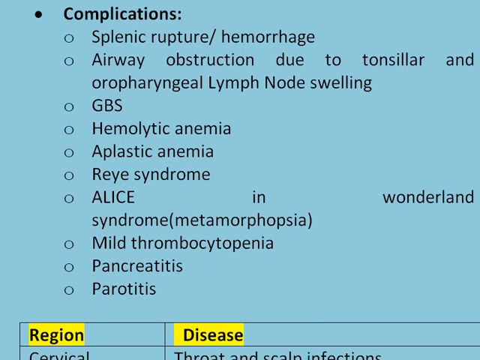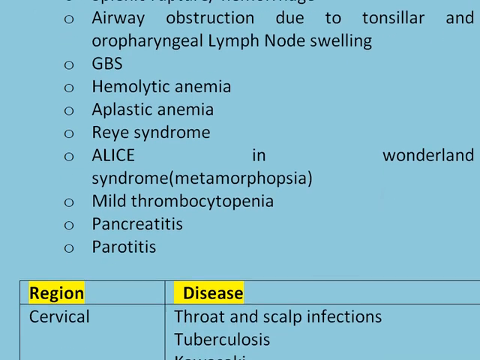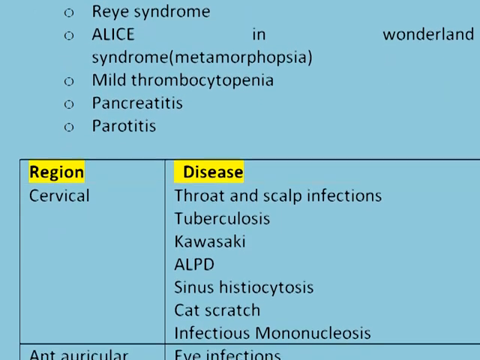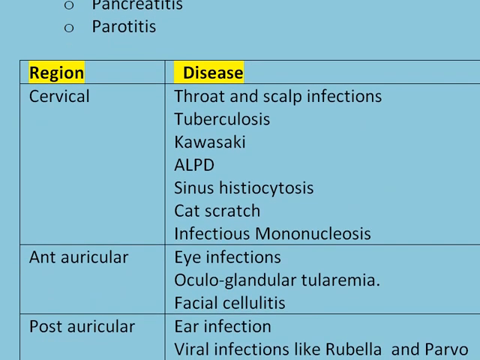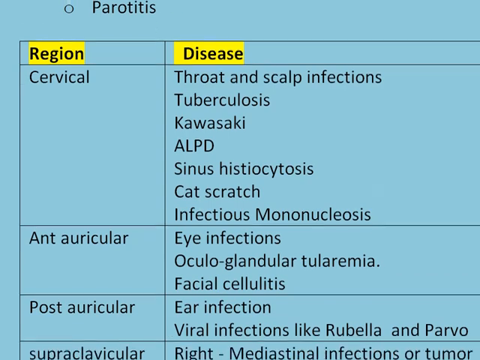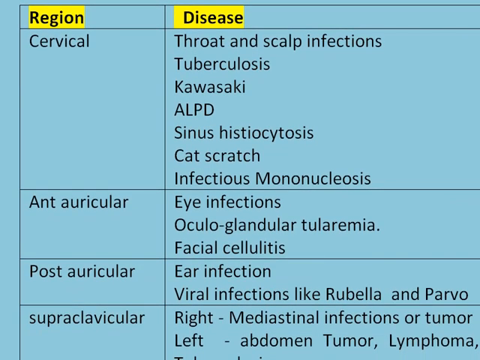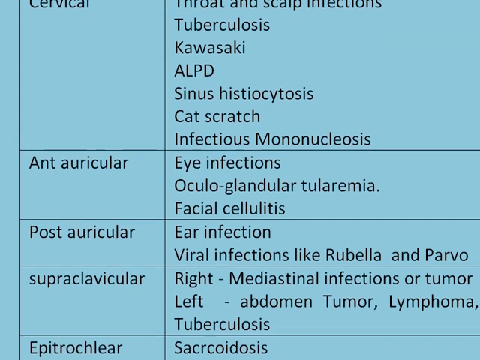A few things about the differentials region-wise. In the cervical lymph nodes, consider throat and scalp infections, tuberculosis, Kawasaki disease, autoimmune lymphoproliferative disorder, sinus histiocytosis, cat scratch disease, and infectious mononucleosis. In anterior auricular cases, you consider eye infections, oculoglandular tularemia, and facial cellulitis. In post-auricular cases, you consider ear infections and viral infections like rubella and parvovirus.